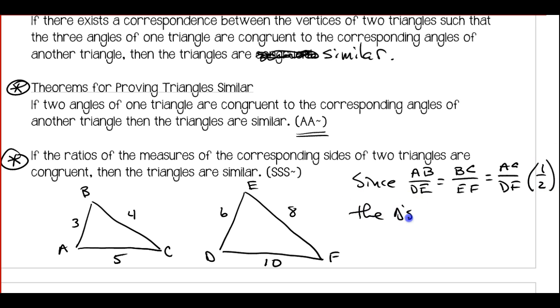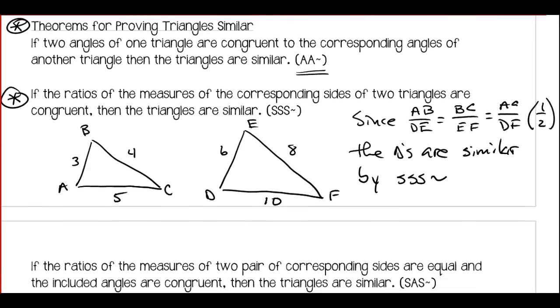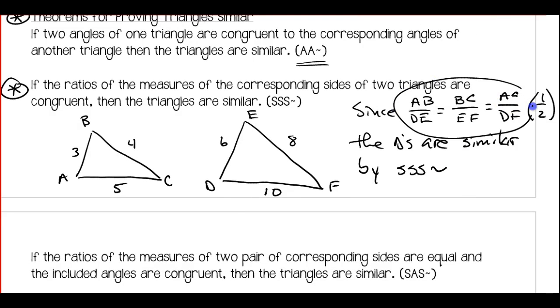The triangles are similar by side, side, side similarity. Okay? So that's our second method, side, side, side similarity. So you need to get the ratios of all three sides, make sure that they're the same.